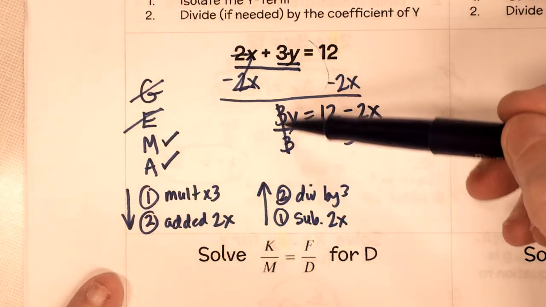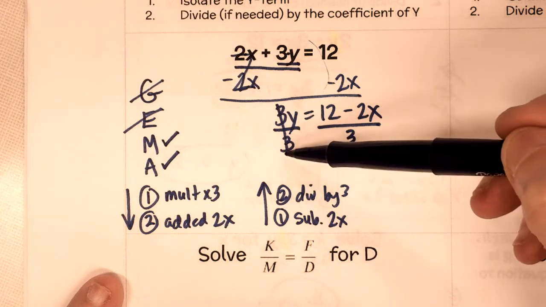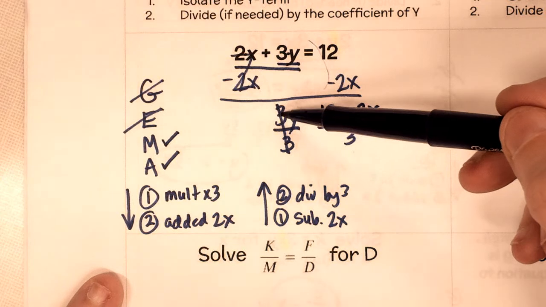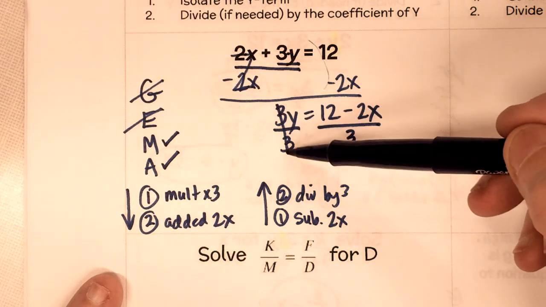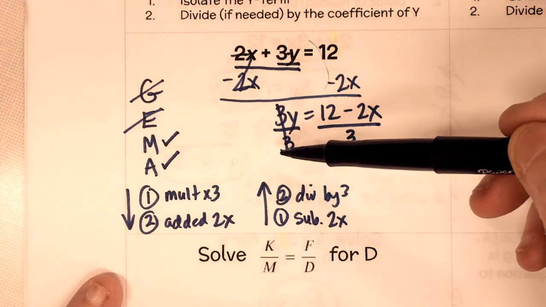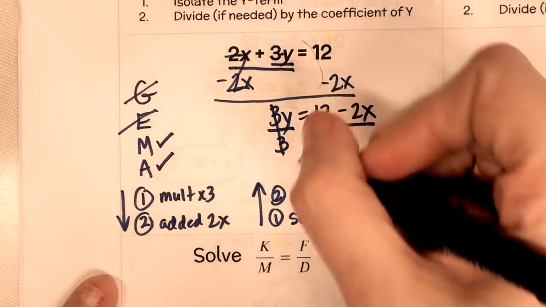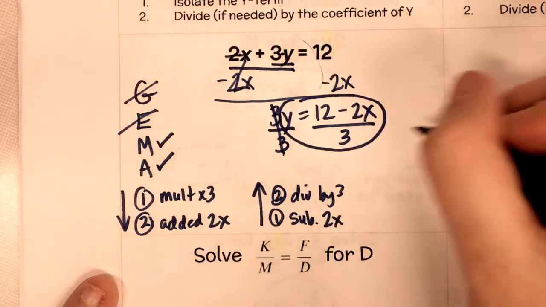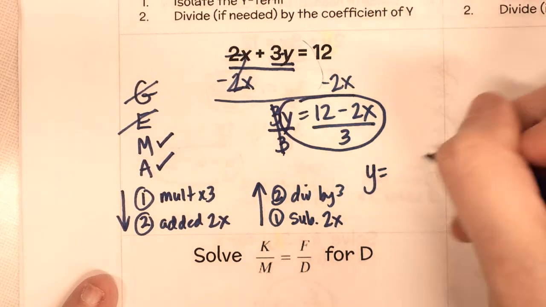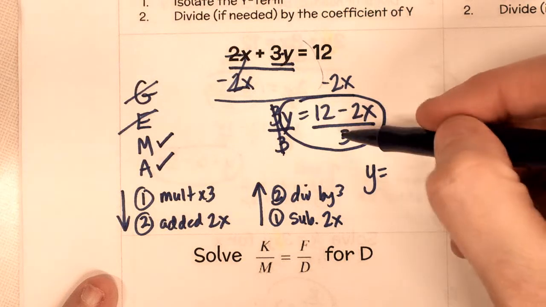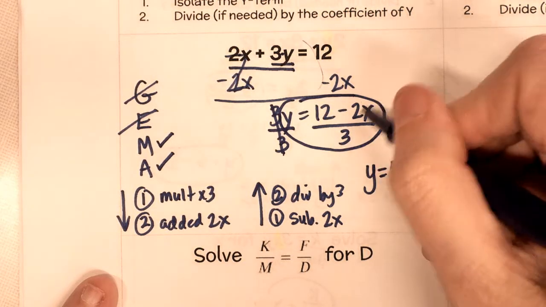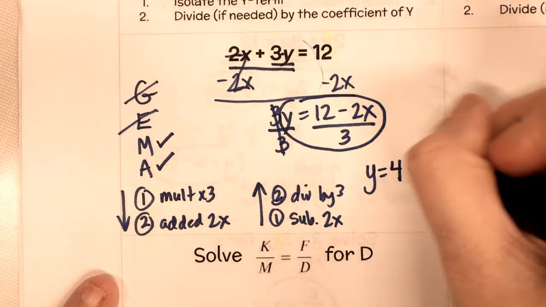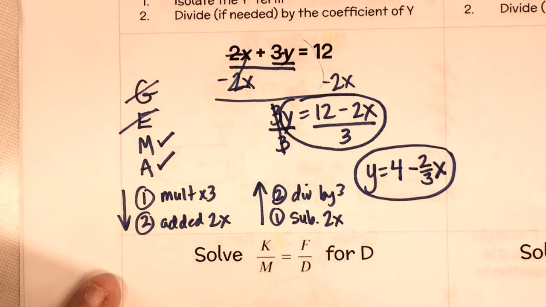Now, does everybody understand why I'm canceling these out? Is it because I'm subtracting? No, it's because 3 divided by 3 is 1, and that's an invisible 1, so I don't have to write it. So that leaves me with y equals 12 minus 2x over 3. Or I could break those up, right? So I could say 12 divided by 3 is 4. Negative 2 divided by 3 is negative 2/3 x. And I could write it like that.